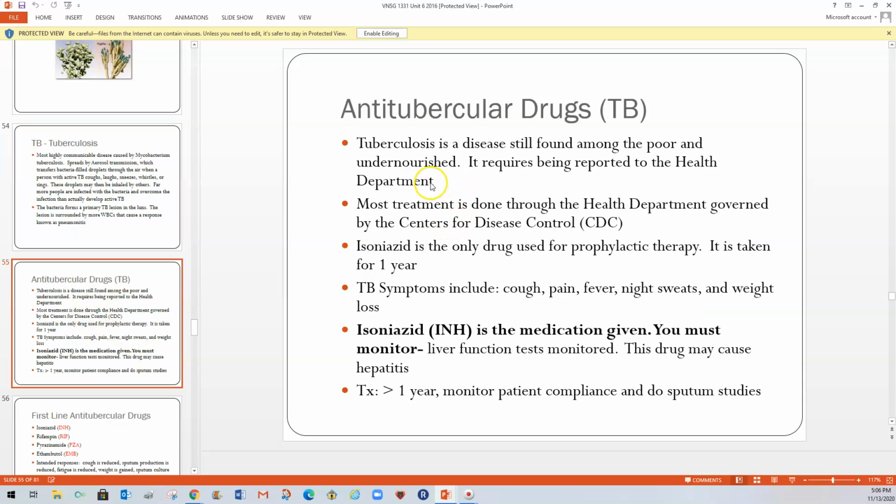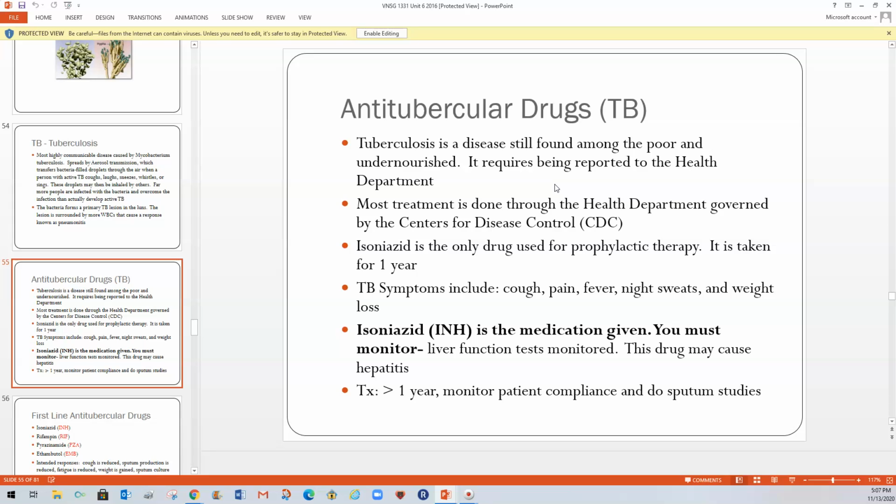Antituberculosis drugs. Tuberculosis is a disease still found among the poor and undernourished. It still requires reporting to the health department. Most treatment is done through the health department and the CDC. Isoniazid is the one drug that I've heard is the only drug used for prophylactic therapy, and it's taken for about a year. So if you are exposed to TB and you come back TB positive, you'll probably be put on that for a year.